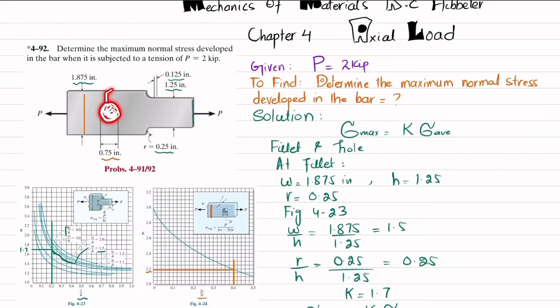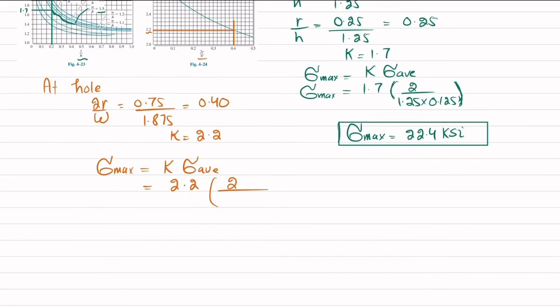So only the portion which will take this force will be this and this. How will we find this? If you take 1.875 minus the diameter of the hole into thickness, which is 0.125, that will give you the area, because in tension the hole does not play any role. So I will write 2 divided by 1.875 minus diameter of hole, which is 0.75, into thickness 0.125.